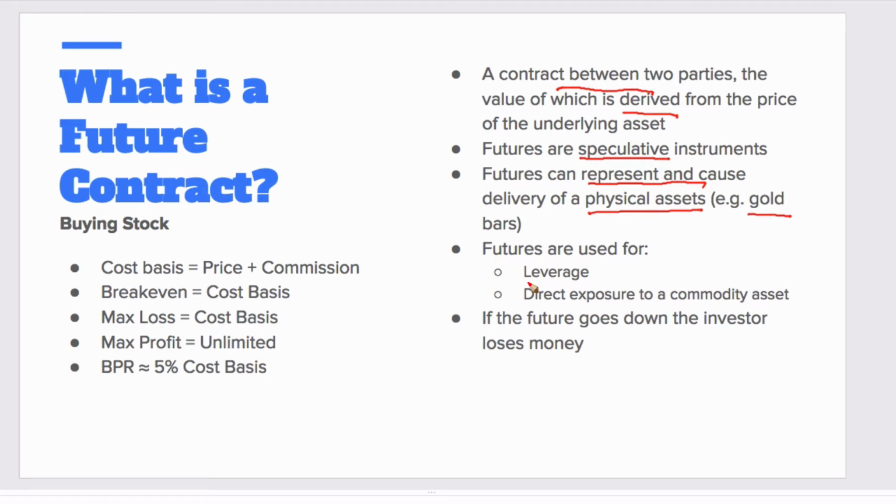People use futures predominantly for leverage. We'll talk about leverage a little bit later, but leverage essentially lets you get into an asset without using a lot of money, okay? And just like stock, if a future goes up in price, you make money. If a future goes down in price, you lose money. So with that in mind, your cost basis and so forth on a future is very similar to a stock. Your price plus commission is your cost basis, your break even is your cost basis, your max loss is your cost basis, and your max profit when you buy a futures contract is unlimited.